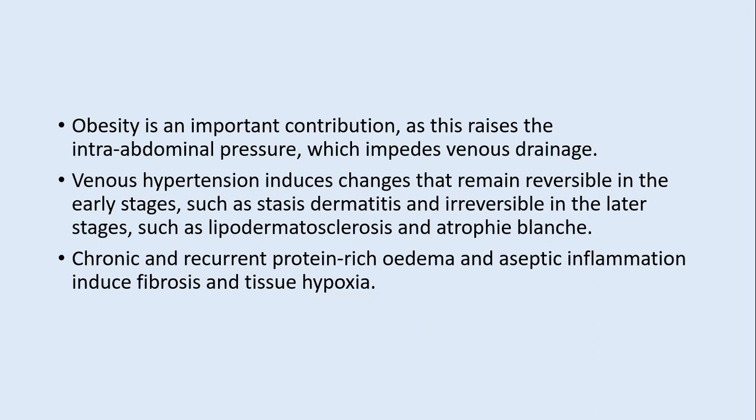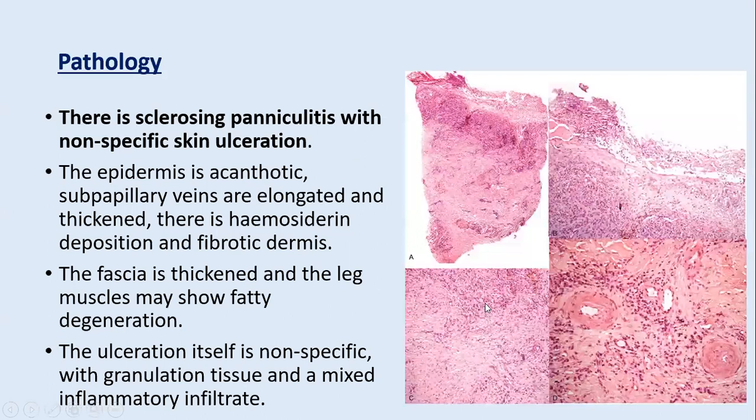Venous hypertension induces changes that remain reversible in early stages, such as stasis dermatitis, and become irreversible in later stages, like lipodermatosclerosis and atrophie blanche. Chronic and recurrent protein-rich edema and aseptic inflammation induce fibrosis and tissue hypoxia that is a cause of venous leg ulcer. The main pathology of venous leg ulcer is a sclerosing panniculitis with non-specific skin ulceration.